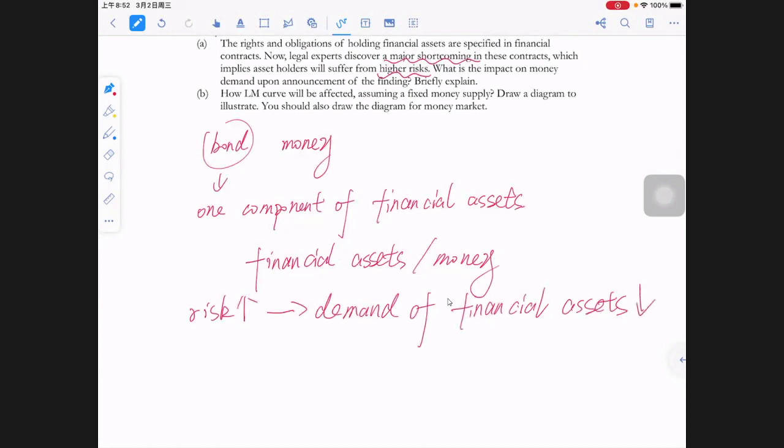Because now holding financial assets is much riskier, people tend to hold more money, so the demand for financial assets decreases. And because people only have two choices, either financial assets or money, with a decrease in the demand for financial assets, the demand for money MD increases. Okay.